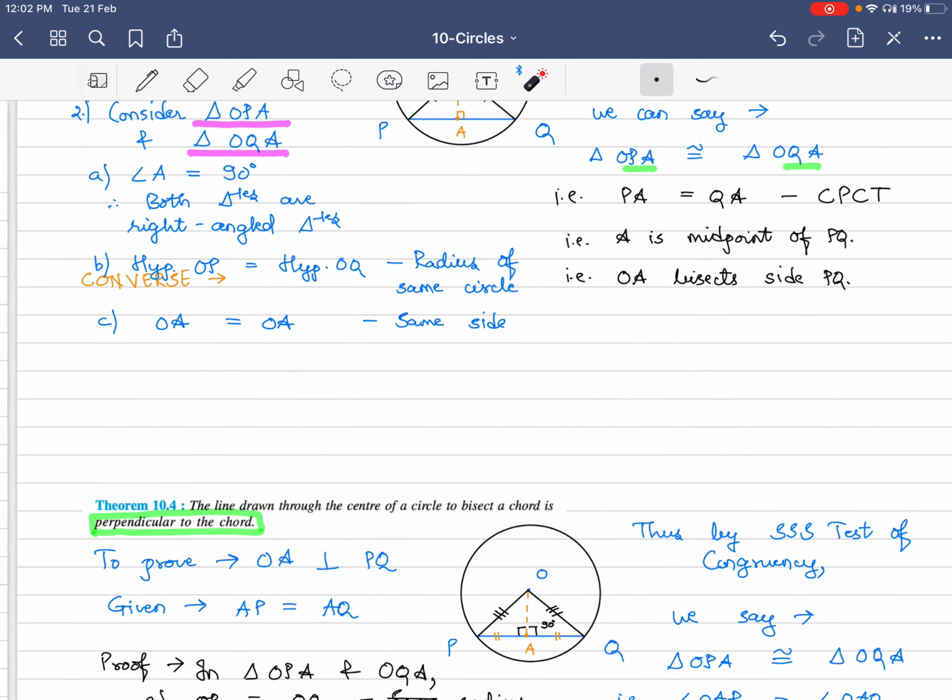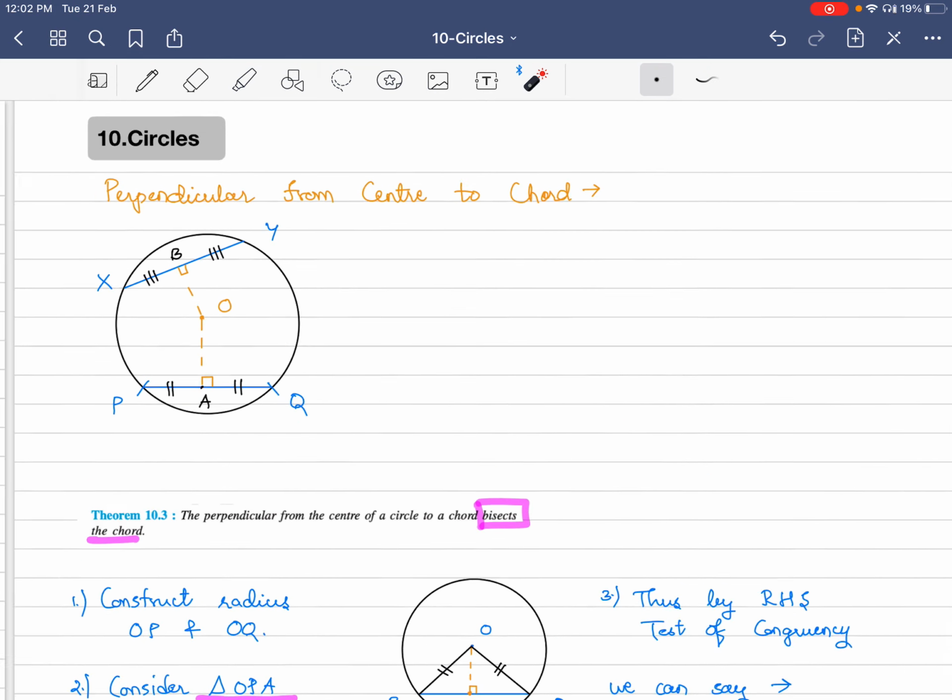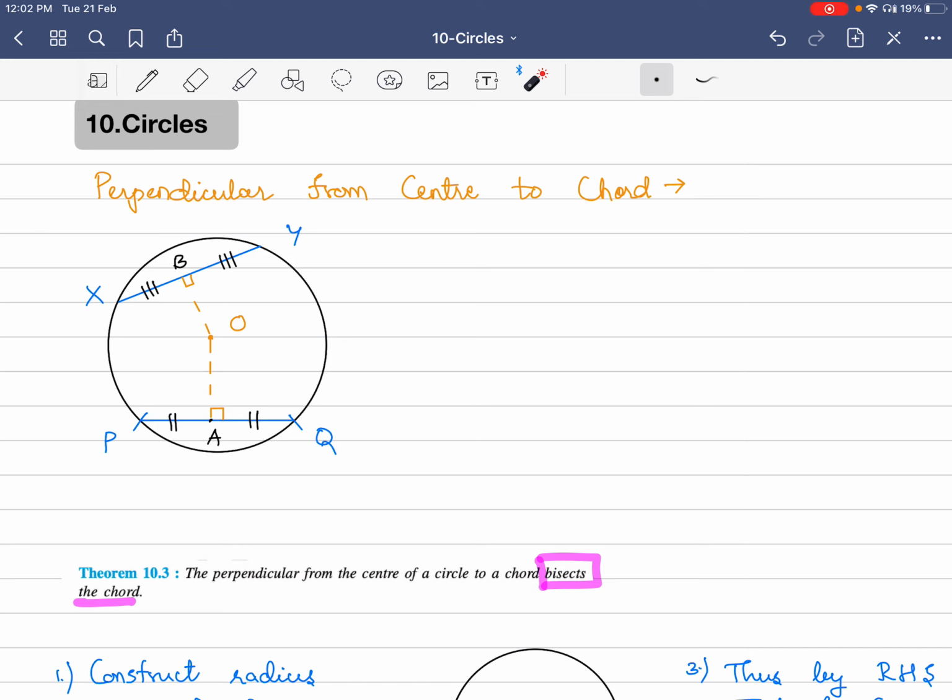So both these theorems are very important. They are related to this concept of perpendicular drawn from the center of the circle. No matter what the chord is or what is the orientation of the chord, if you draw a perpendicular from the center of the circle, it will bisect the chord. So this property is very important, and we will be using it in different exercises that we will solve in our upcoming sessions.